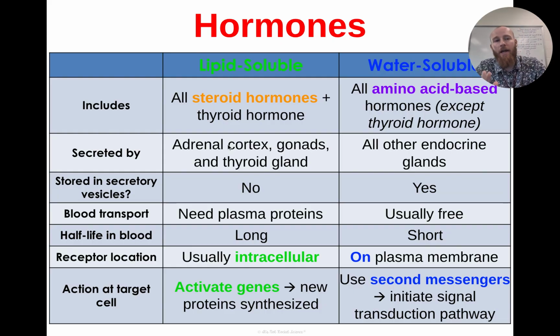On the other side, we have water-soluble hormones. These are all amino acid-based hormones except for thyroid, which we jumped over. This is just basically all of your other endocrine glands functioning this way. This is most of the hormones in your body. Because they are water-soluble, we do have to package them in those neat containers that can help get them to where they need to go. So they are in vesicles.